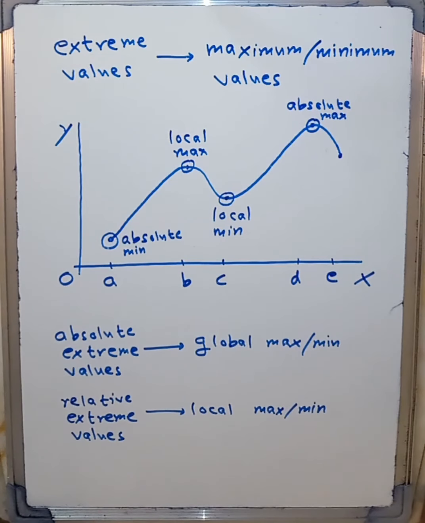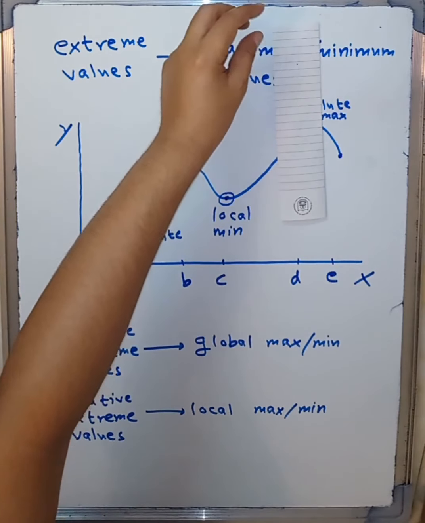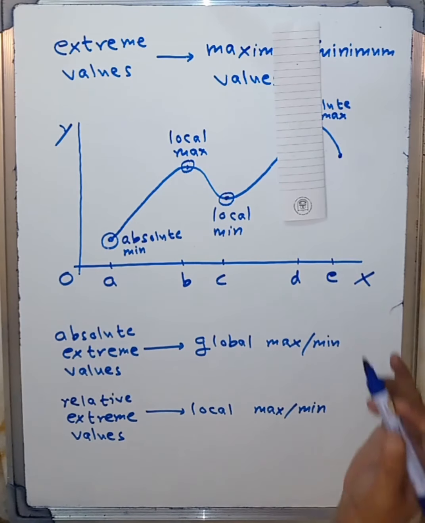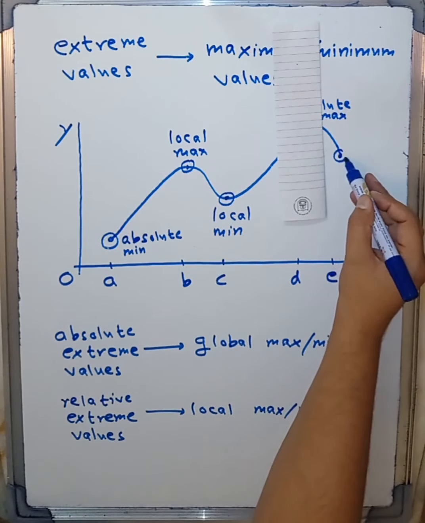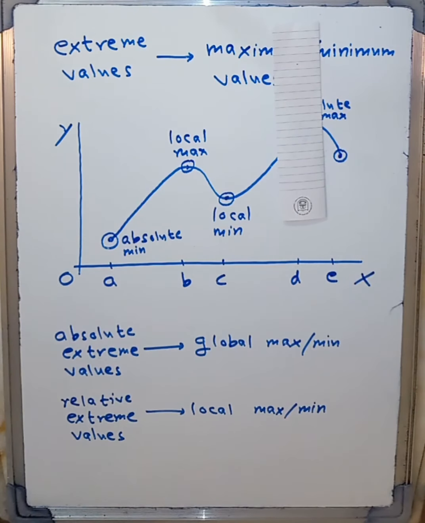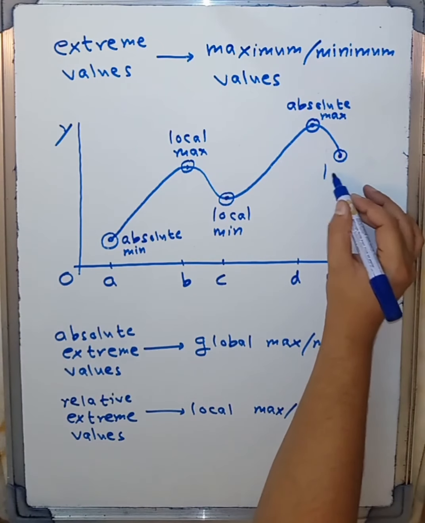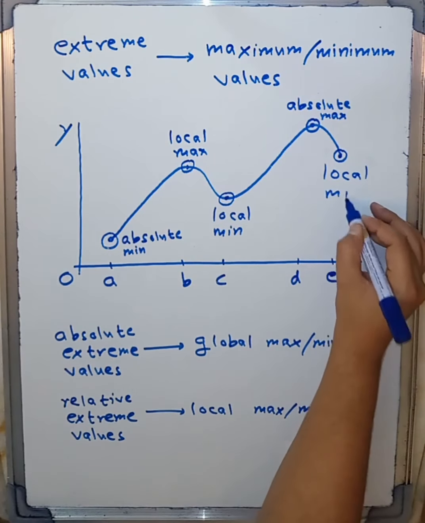Same way, we can talk about the point E. If we hide the graph using our piece of paper and we are observing only this part of the graph, we can say that the value of the function at the point E is the minimum value in its neighborhood, or the relative minimum value, or we can call it the local minimum value. So we will write here local minimum.